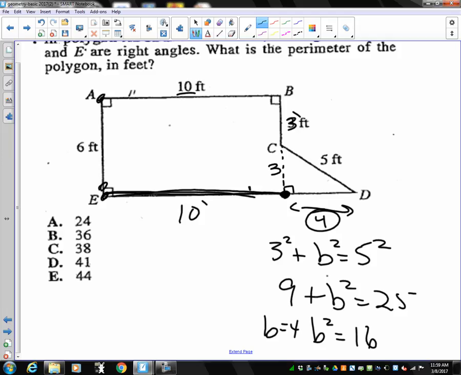So now, all I got to do is go all the way around the triangle, or whatever this is, a rectangle with a nose, and add all the pieces together. Now I'm going to start with the 4, the one that I found. So I've got 4, 10, 6, 10, 3, and 5. So let's see, that would be 14, 20, 33, 38.